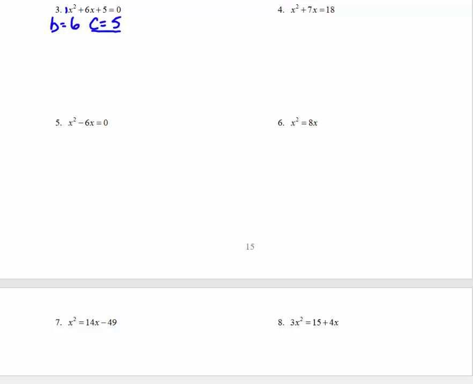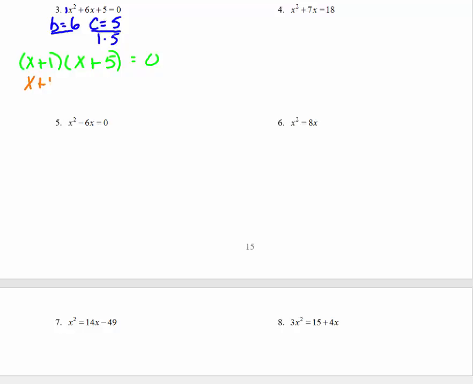And the factors of 5 that add up to 6 are 1 and 5, because when I multiply 1 times 5, I get 5, but when I add, I do get 6. So this was that quick way, because it was a C method where we can jump to our answers of x plus 1 and x plus 5. So those are our factors, and now because we're solving, we're going to set each factor equal to 0.